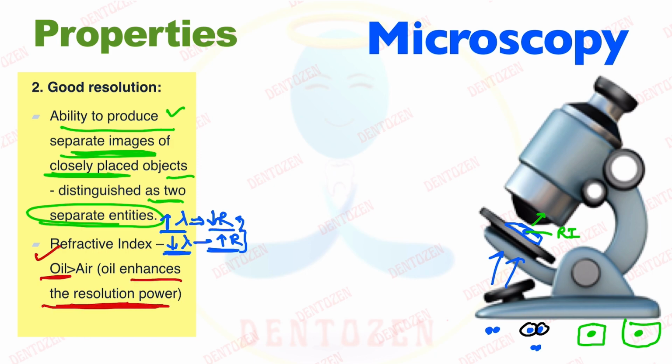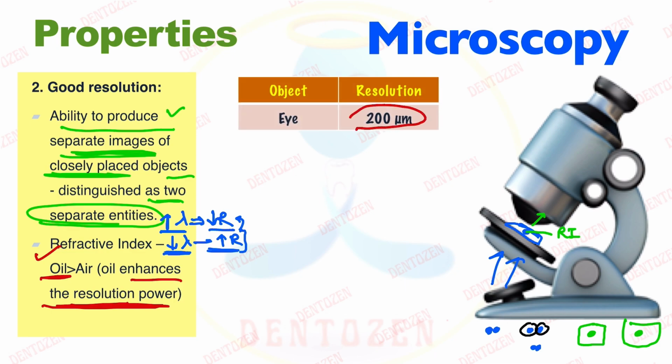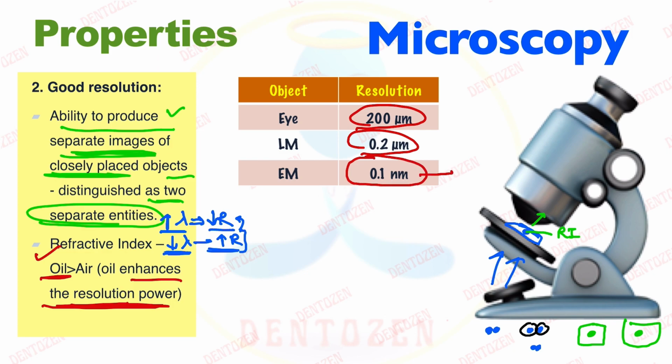So let's look at the resolution powers for the unaided eye. With the direct eye, it is 200 micrometers that we can see. With the light microscope, it increases to 0.2 micrometers, and with the electron microscope, it further increases; we can see a size as small as 0.1 nanometer. So those can be your viva questions. What are the different resolutions?